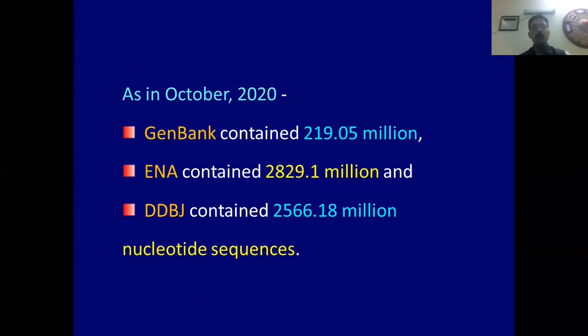As in October 2020, the latest statistics shows that the GenBank contains around 219.05 million sequences pertaining to different genes and genomes of a diverse type of thousands of different organisms. ENA contained around 2,829.1 million sequences, and DDBJ contained 2,566.18 million such sequence information in the databases.